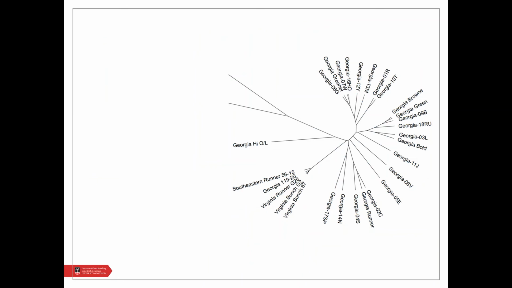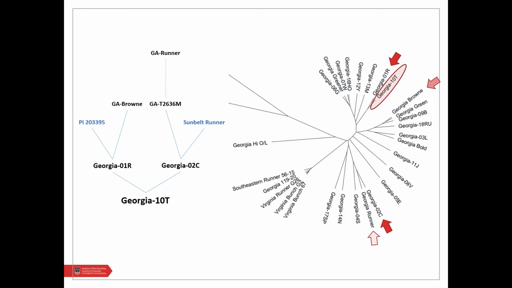I just want to share one instance where the results are somewhat unexpected based on pedigree. Georgia 10T, circled in red, is a cross between Georgia 01R and Georgia 02C, indicated with red arrows. Grandparents were Georgia Brown and PI 203395 on the Georgia 01R side, and Sunbelt Runner and Georgia T2636M, which was a mutant selection from irradiated Georgia Runner, on the Georgia 02C side. The distant relatives on this dendrogram are shown with the pink arrows. Given that 10T is made up of parents and grandparents from each of the three major runner clusters I mentioned earlier, it has a fairly diverse pedigree.